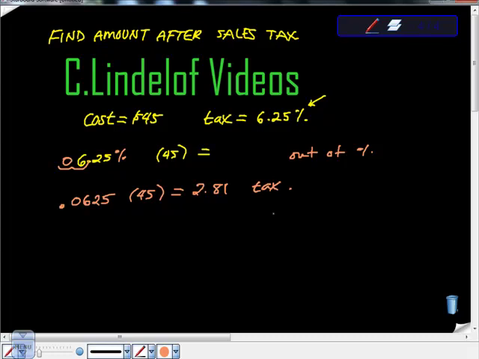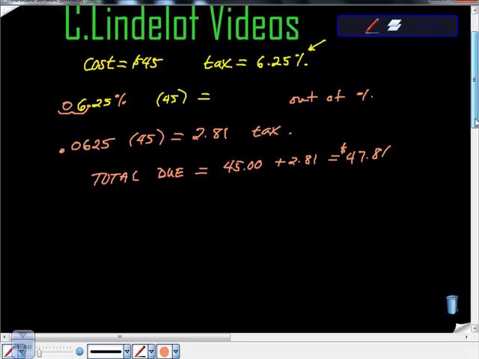But your tax is in addition to what you have to pay. So total due is equal to the $45 for the cost of the thing plus the tax of 2.81, which is equal to $47.81, isn't it?